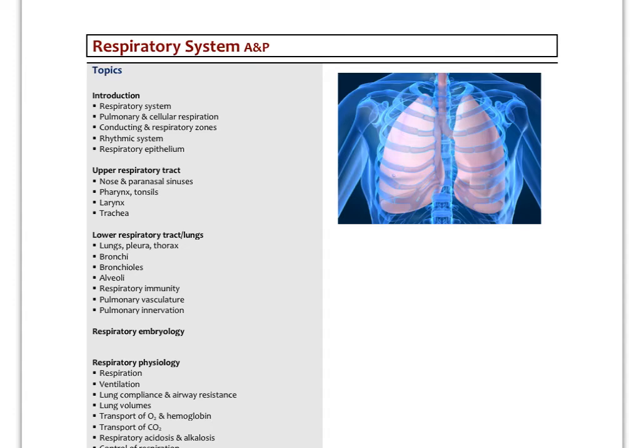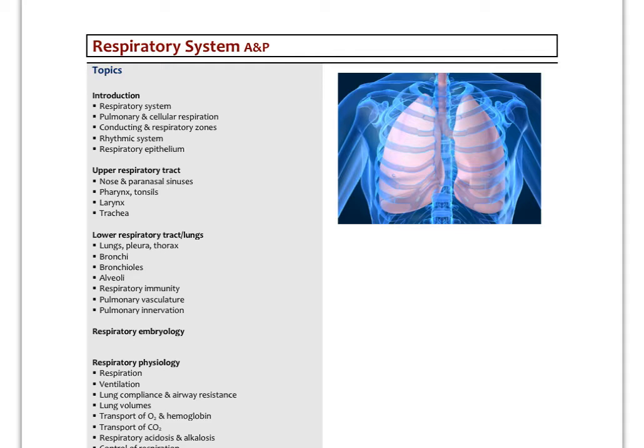Okay, so this is the first video on respiratory physiology. We're going to look in this first video at the general question of what the respiratory system is, the organs involved, and the differences between pulmonary and cellular respiration. We'll discuss the conducting versus the respiratory zones, talk about the rhythmic system and the relationship of the respiratory system with the rest of the body, and then focus on what's called the respiratory epithelium, which is the main epithelium that lines most of the respiratory tract.